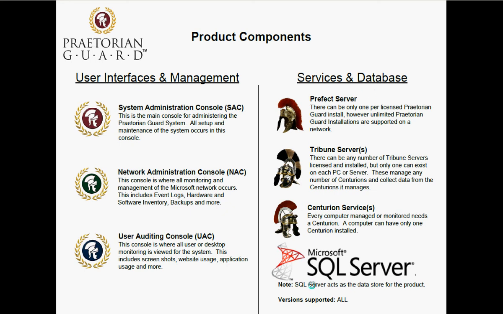Amongst these services and databases, it's important to understand the quantities that a given user can have on their network. The Prefect server, you may only have one for a given licensed installation, any number of Tribunes, and any number of Centurions. You must, however, have at least one Tribune and one Centurion to manage a network. Let's take a look at a few possible configurations for different size networks.